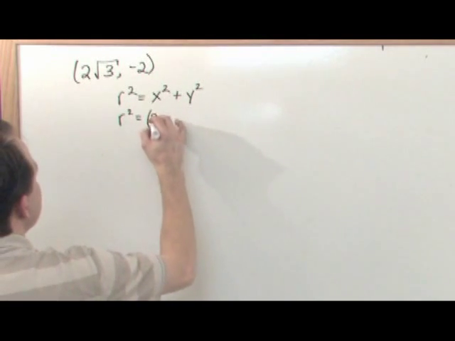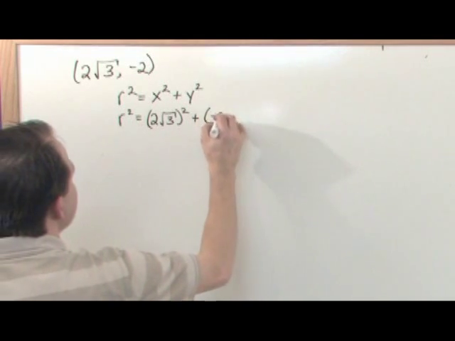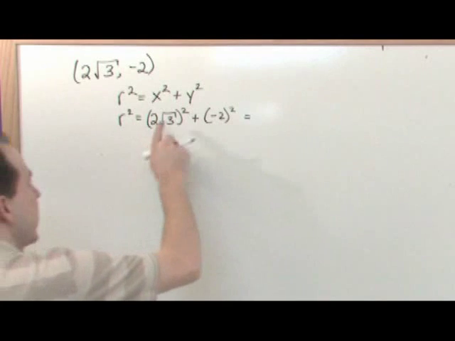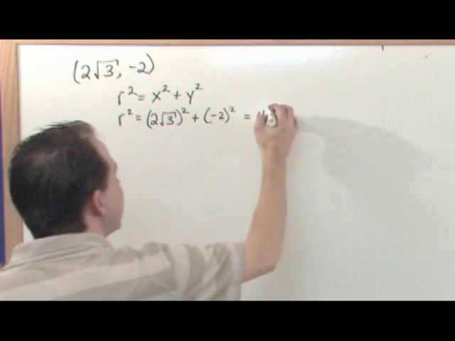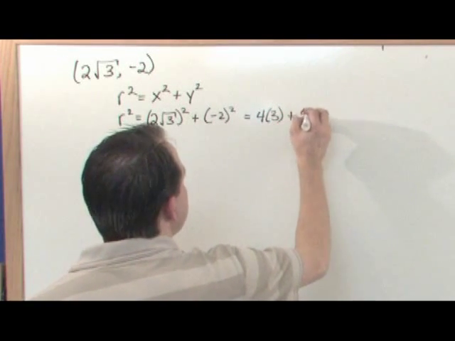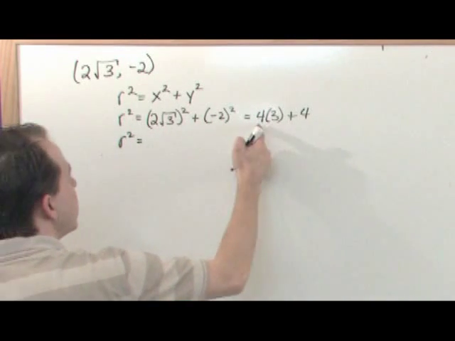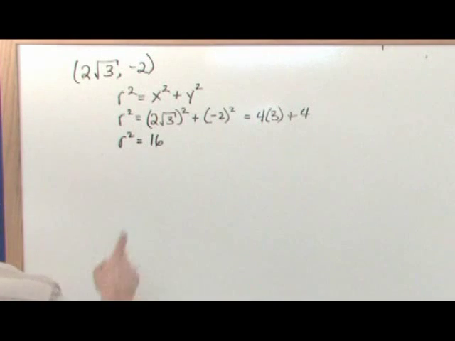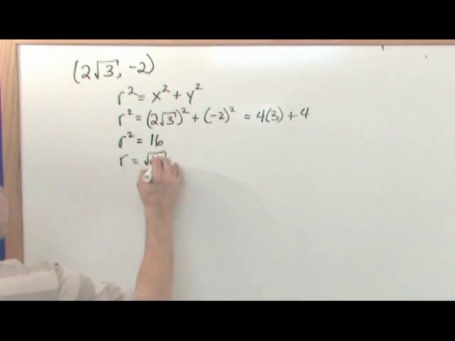I have 2 times the square root of 3 squared plus negative 2 squared. Now what do I have in here? The 2 squared is going to give me 4, and the square root of 3 squared is just going to give me 3. And negative 2 squared is just going to give me positive 4. So r squared is equal to 12 plus 4, which is going to give me 16. And then to actually find what r is, which is what I'm going to need, I just take the square root of 16, which is 4.